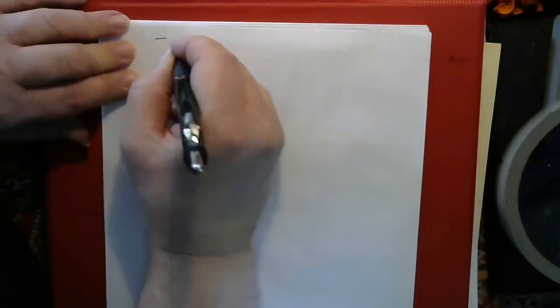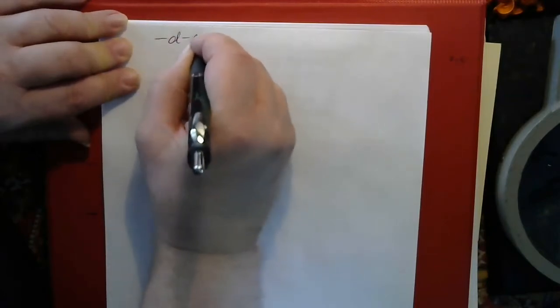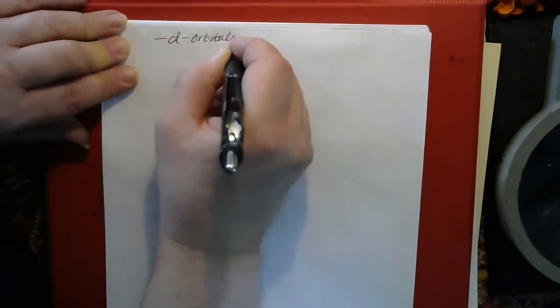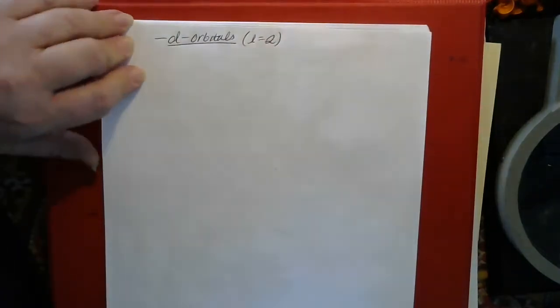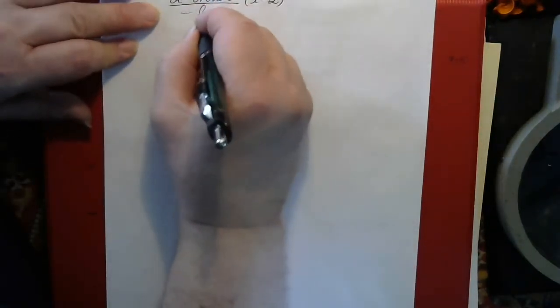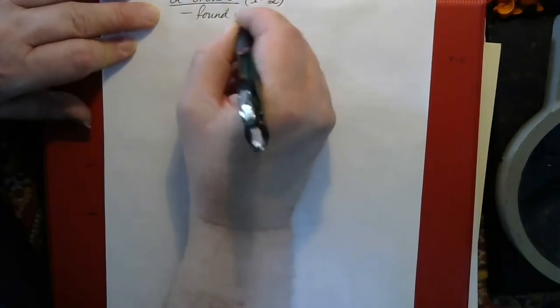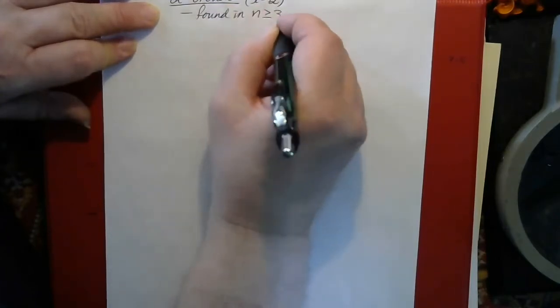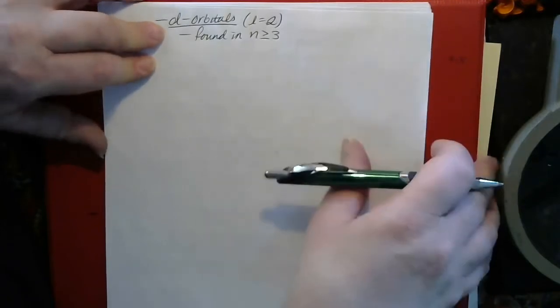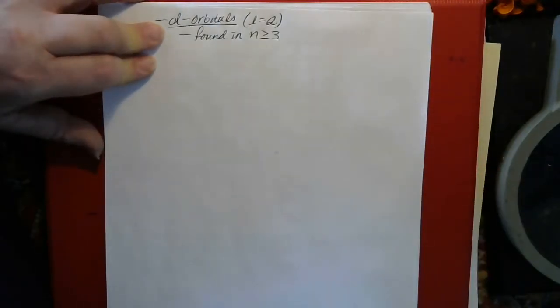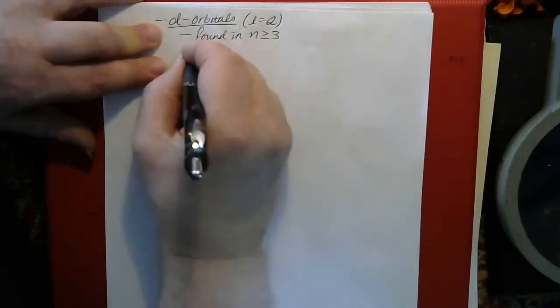All right, we come next to the d electrons. So the d orbitals. These are the ones where L equals 2. These are only found from the third shell on. So there are no 1d orbitals or 2d orbitals. They only start from the third shell.